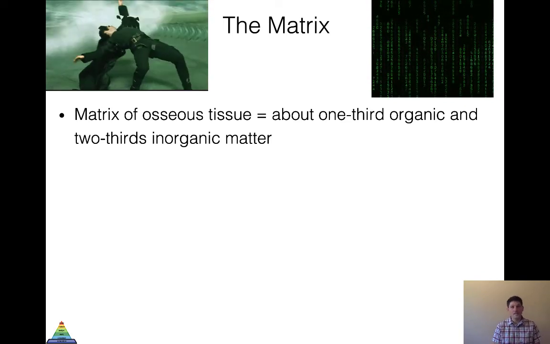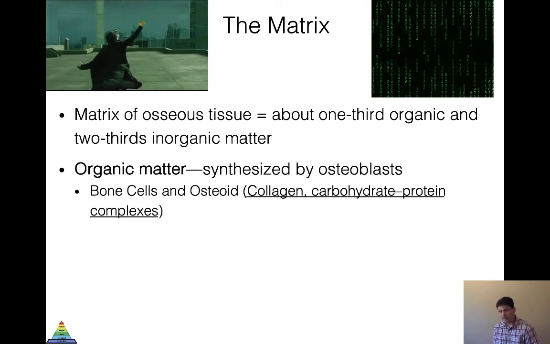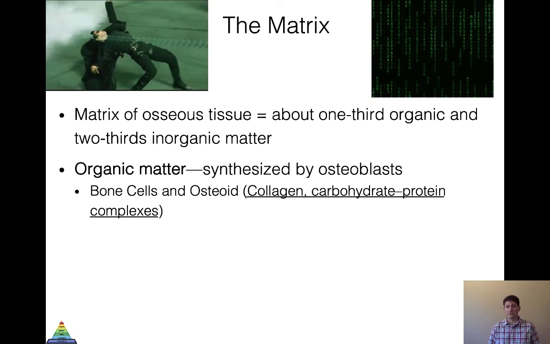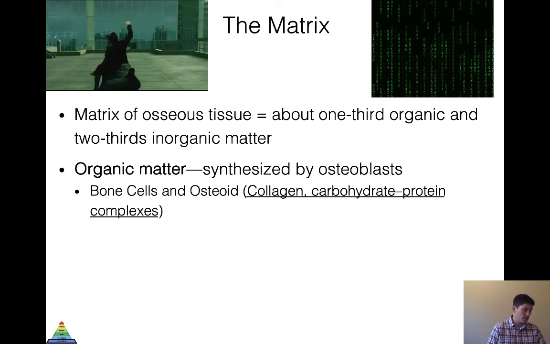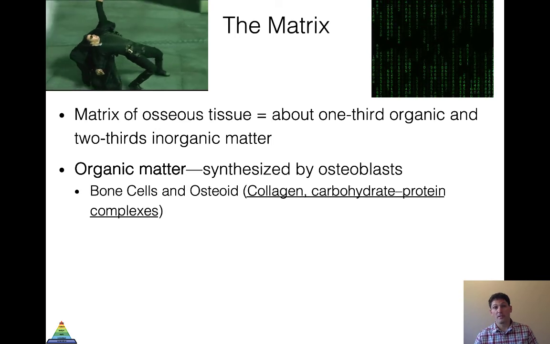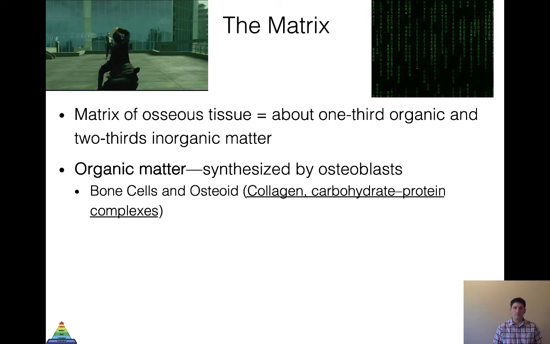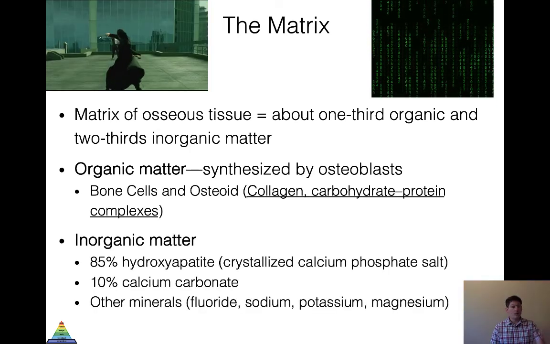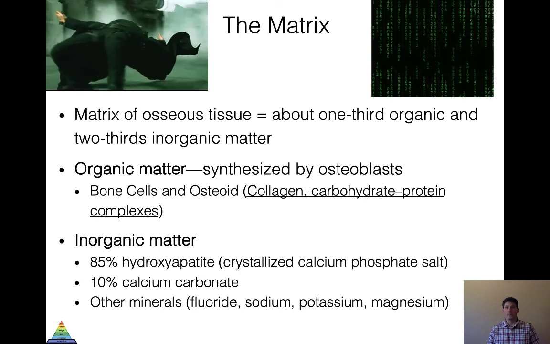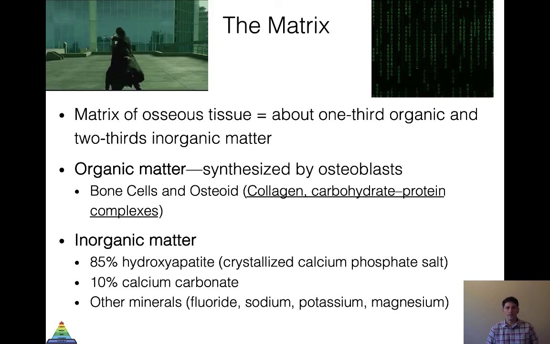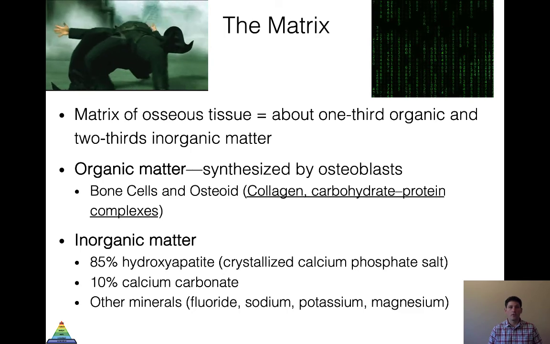So anyways, the matrix of bone tissue is about one third organic and two thirds inorganic. The organic matter is produced by those osteoblasts. These bone cells are going to be producing osteoid. When we talk about organic matter, we can't include the bone cells, but then the product being released by those osteoblasts. Osteoid is collagen and carbohydrate protein complexes that are being deposited. Our inorganic matter is about 85% hydroxyapatite, basically minerals, crystallized calcium phosphate salts. If you remember, we talked about vitamin D and calcium in the integumentary system. Here we're going to see how those play a role in the development of bone.